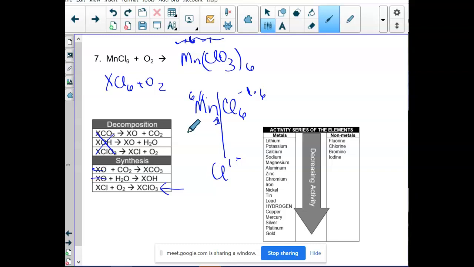All right, so we have 6 for chlorine on each side. We have 1 Mn on each side, but I have 18 oxygens on the right, so I need to put a 9 here to get 18 oxygens on the left, and then it's balanced with a 191. Balanced with a 191.